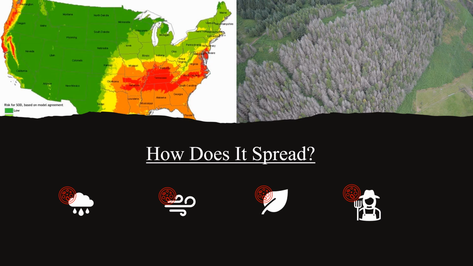Perhaps the most significant factor in its spread, however, is human activity. The movement of infected nursery plants, contaminated tools, and even soil carried on hiking boots can introduce P. ramorum to new locations. Because of these multiple pathways, preventing its spread requires constant monitoring and strict biosecurity measures.